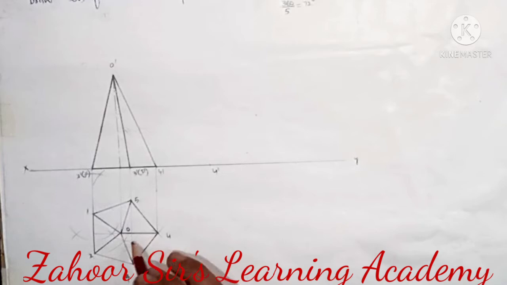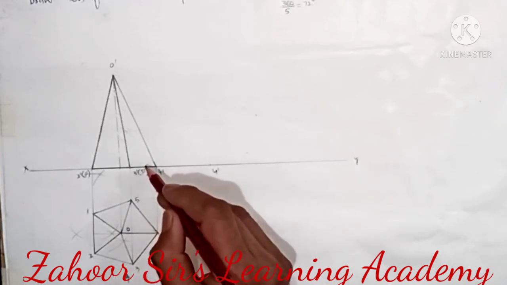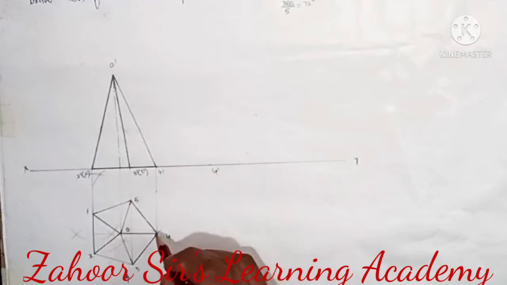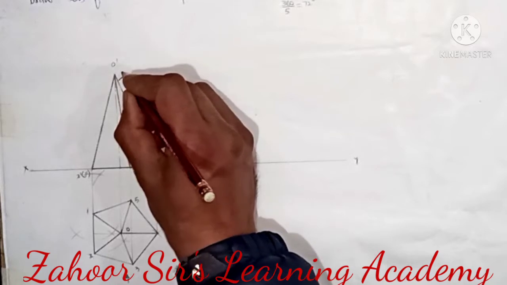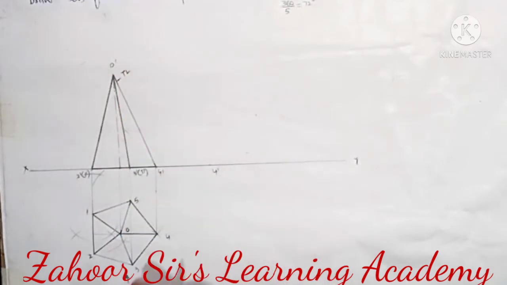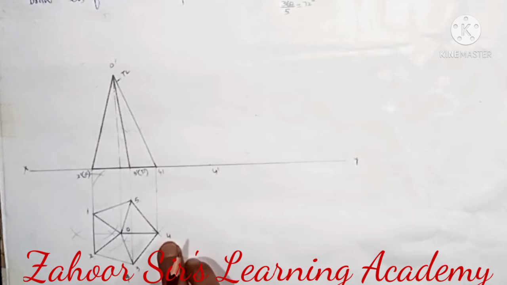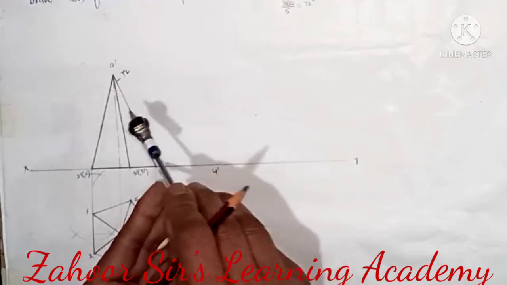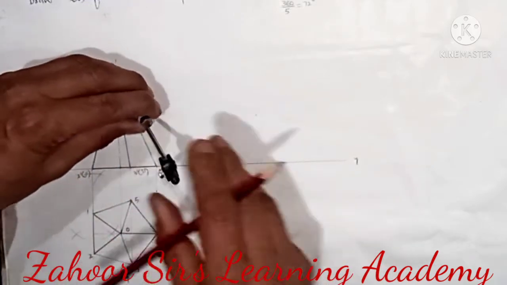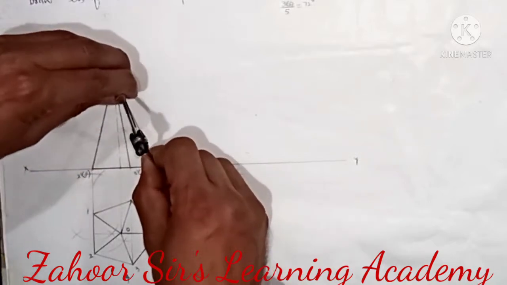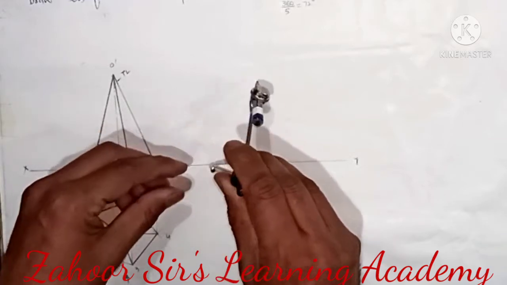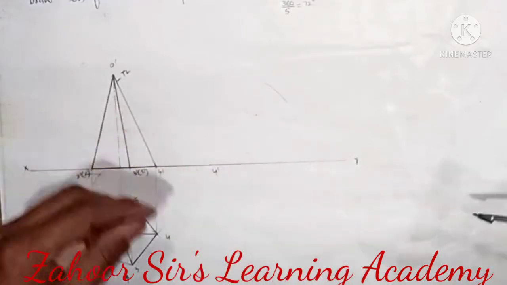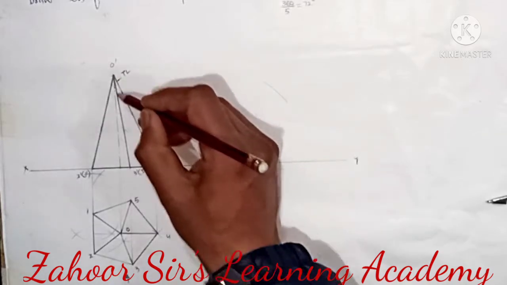Now as this line O4 is parallel to the VP or XY line, the line which is parallel to the XY line can be seen as a true line. So this is my true length of that slant edge. That edge is O4. Okay, so I can measure this line like this. So I can draw a smaller arc here, which represents the length of the slant edge.